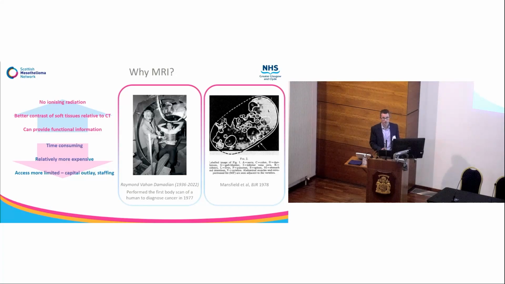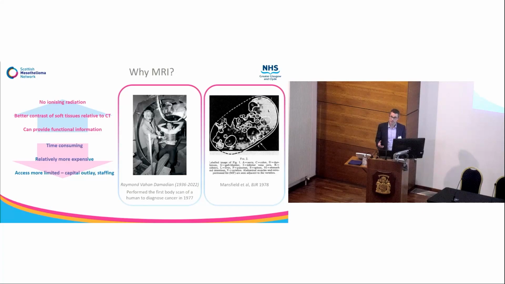Well, the great advantage of MR is there's not any ionising radiation. It gives us better contrast of soft tissues. And what I mean by that is we're better able to differentiate between different types of tissue in the body. So muscle, fat, lung, we can tell more easily. It also gives us what's called functional information, so actually what the body's doing on a more microscopic level. So it's an incredibly useful technique.